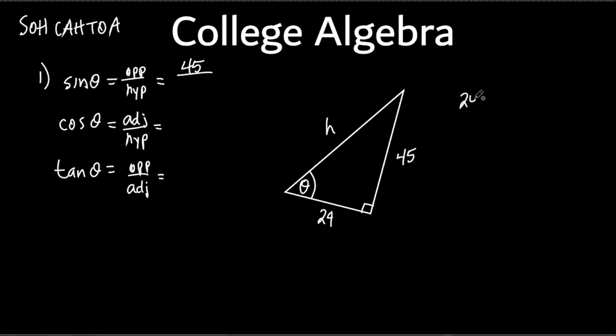So that's 24 squared. Remember, a squared plus b squared equals c squared: plus 45 squared equals, we'll call it h, squared. I don't know what that is off the top of my head, but guess what I have? I got a calculator. Watch this.